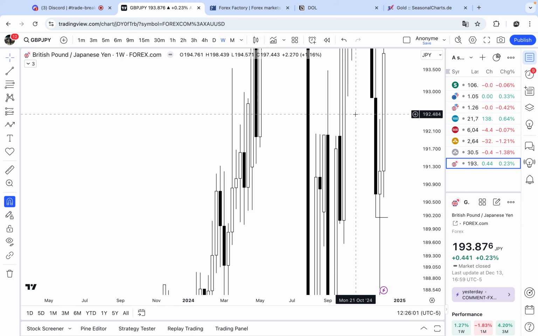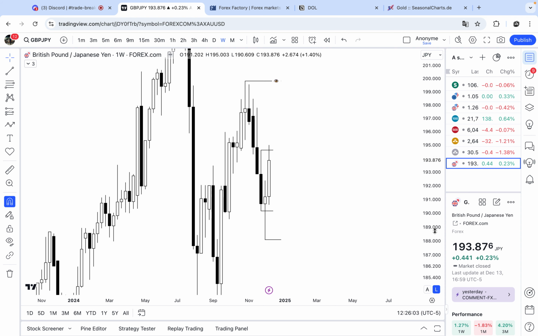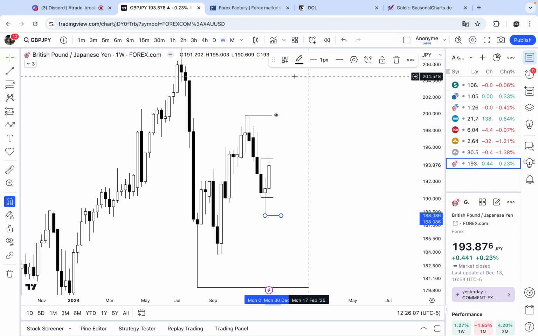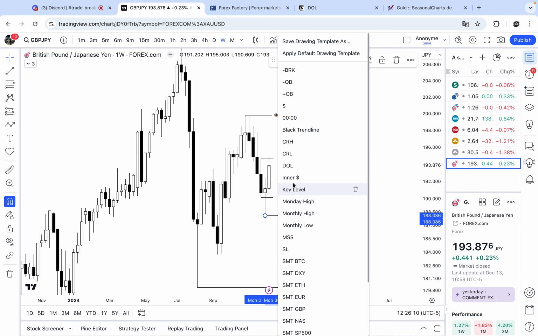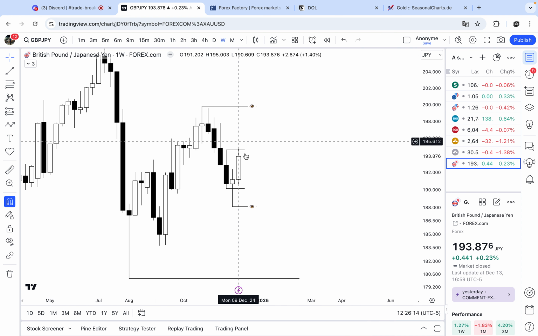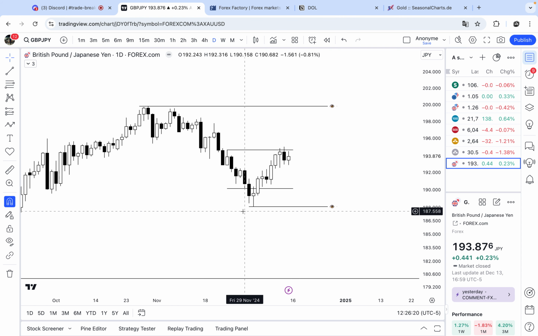So now JJ, we got this and we got this on a weekly. Since it's pretty far still, we want some opportunities. We're gonna look at daily to see if we see something.